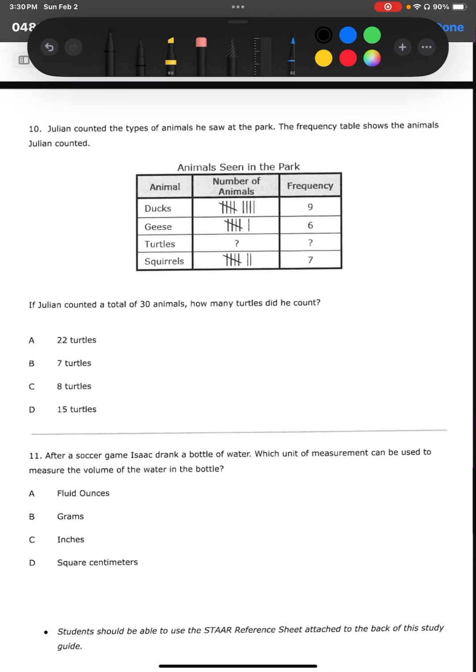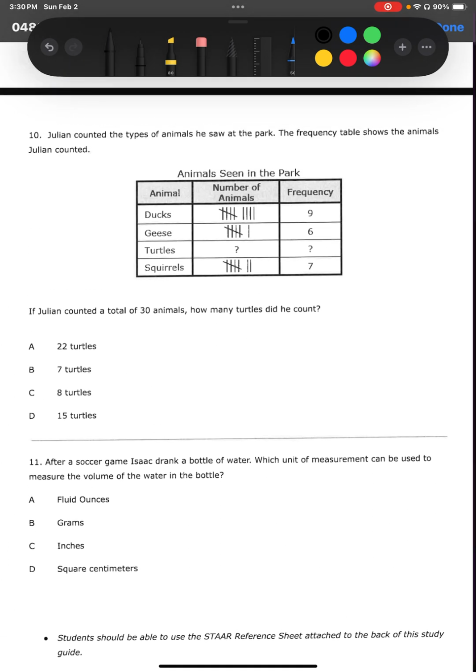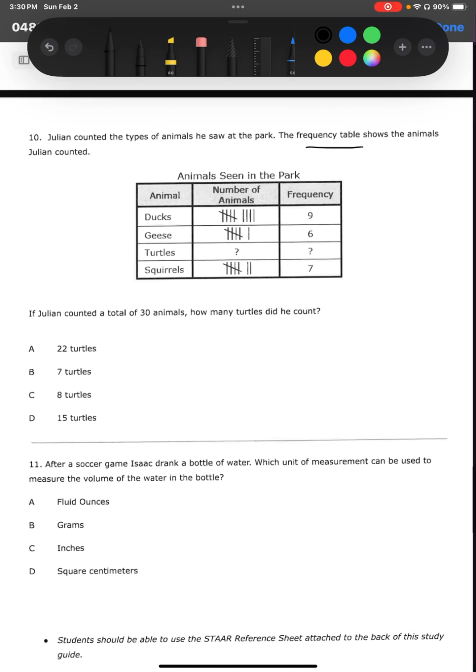Okay, the last question we're going to look at for this section of the review is problem 10. It says, Julian counted the types of animals he saw at the park. The frequency table shows the animals Julian counted. So what we have here is the animal type, the number of animals. This is being represented in tally marks.